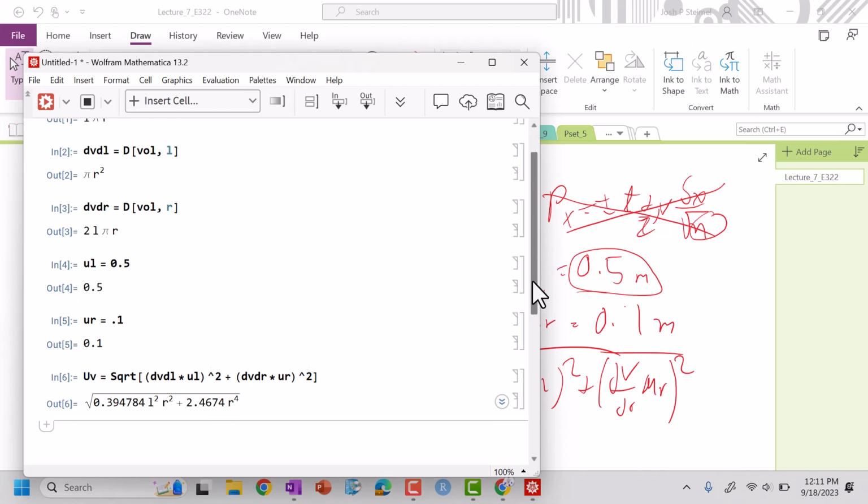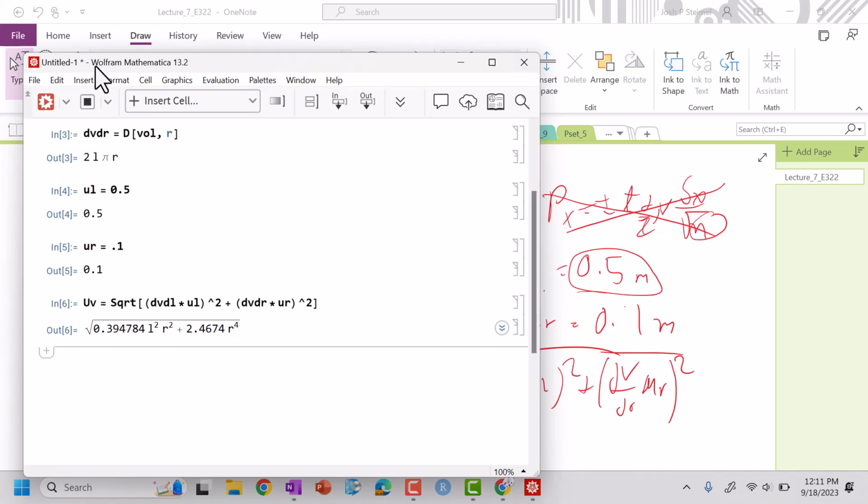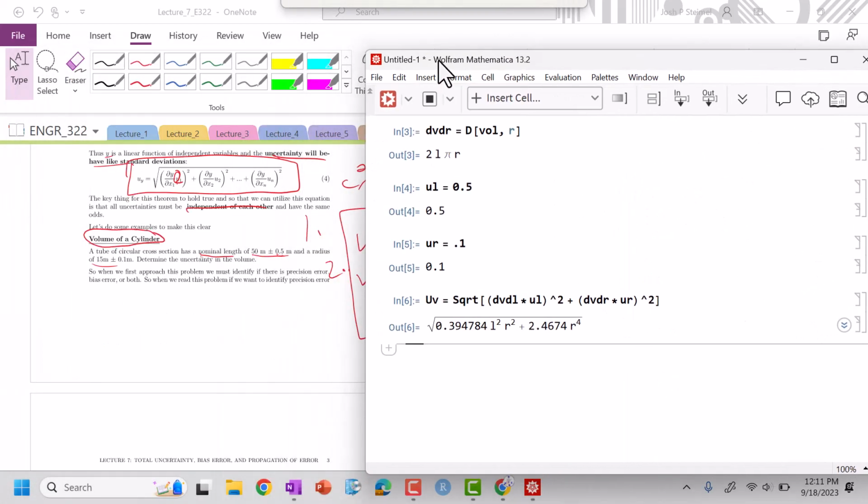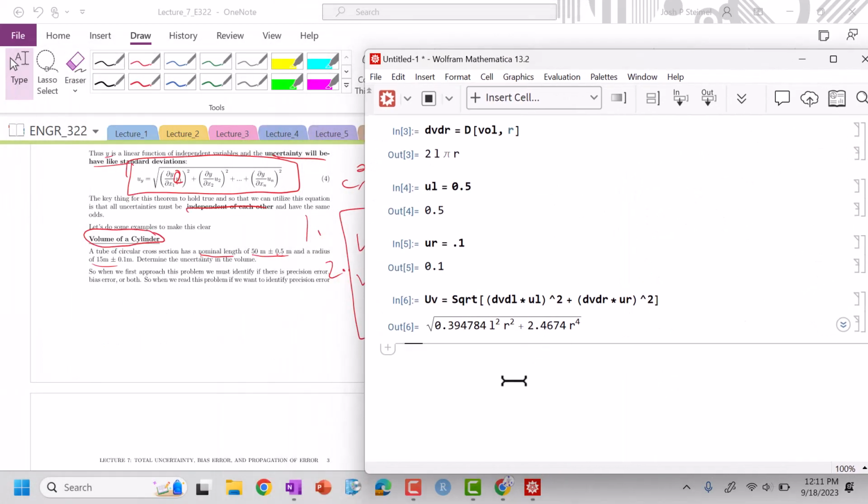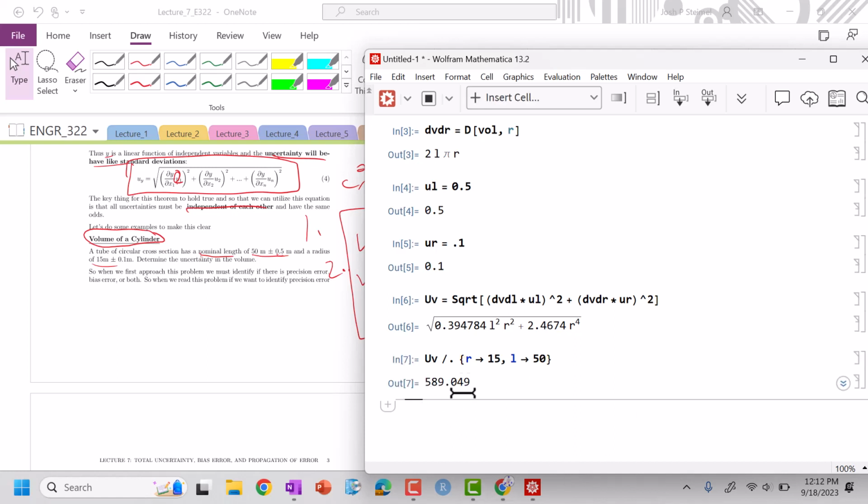But we actually don't have R and L. What do we do here? Well, I can actually plug in the nominal values. So I replace r with 15 meters, and then my length with 50. So I can just plug in here, and this would be my uncertainty in what units?